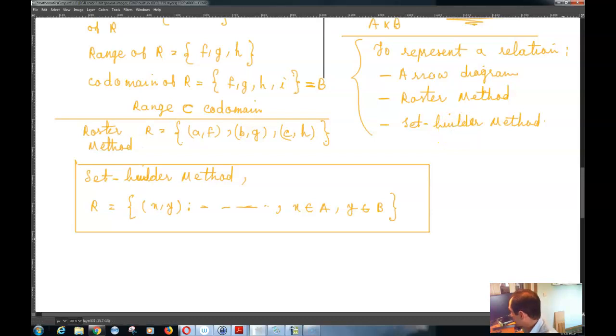Now let's go over a couple of these examples. These are important because if you don't understand these, you will not understand the next part. That's why they are important.